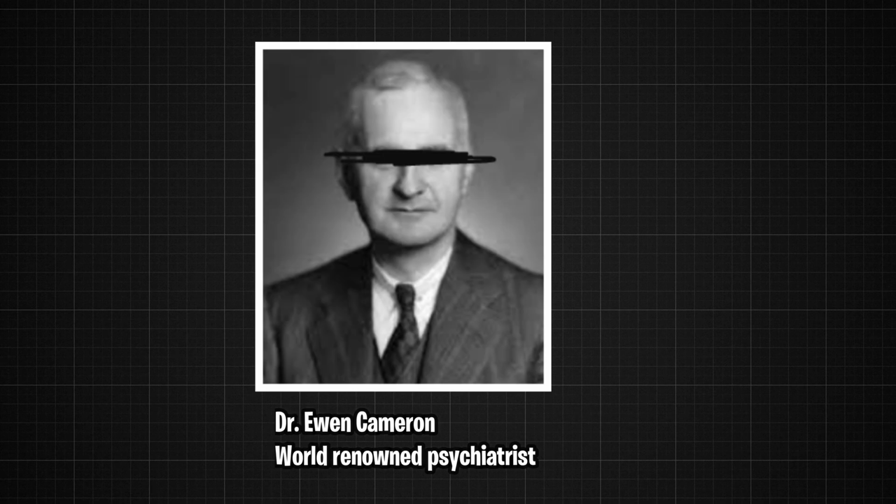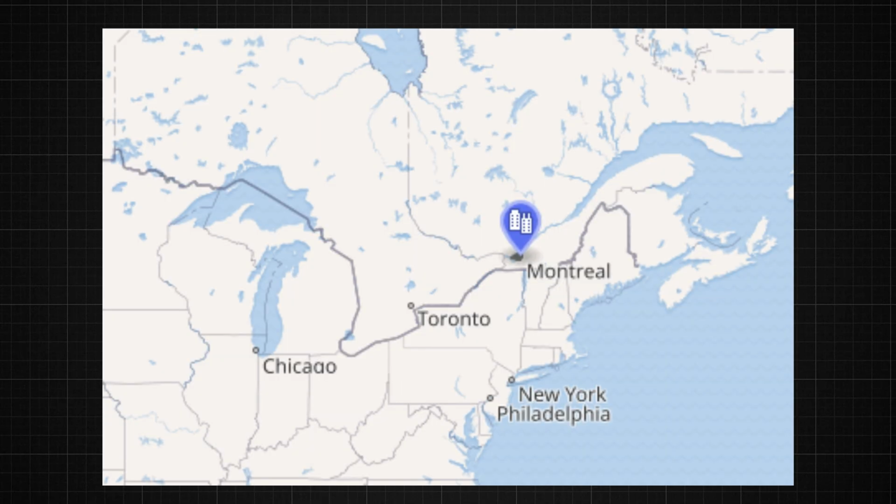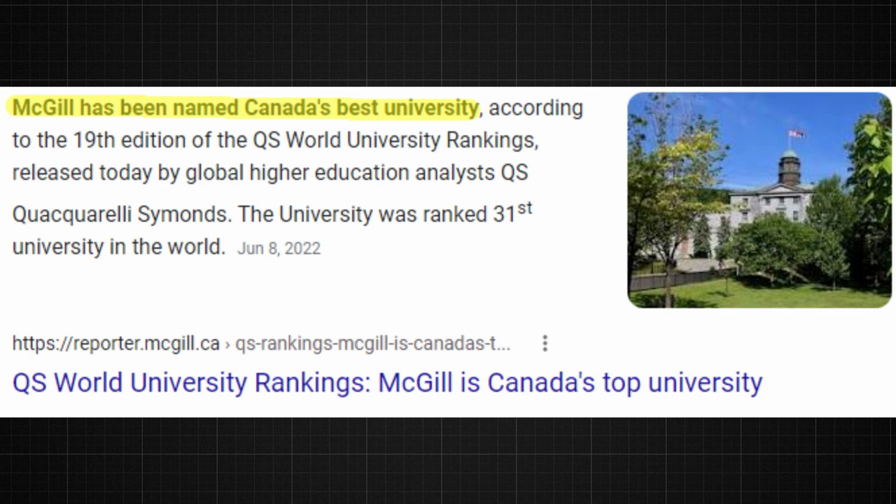Now, we will cover the US experiments in another video, but today I want to talk about what happened in Canada, in what we call the Montreal Experiments. In the 1950s, Dr. Ewen Cameron was given a job by the CIA to conduct unethical experiments in Montreal, at a very renowned university called McGill University.